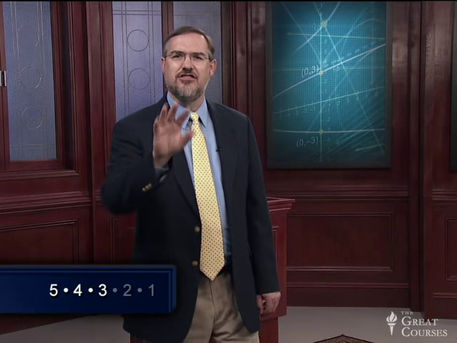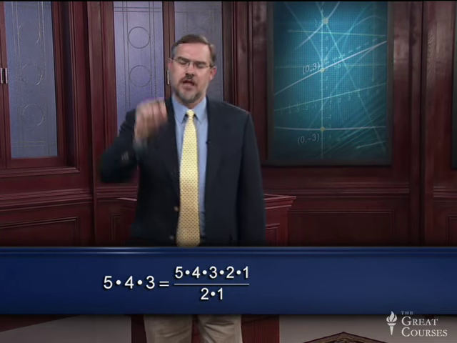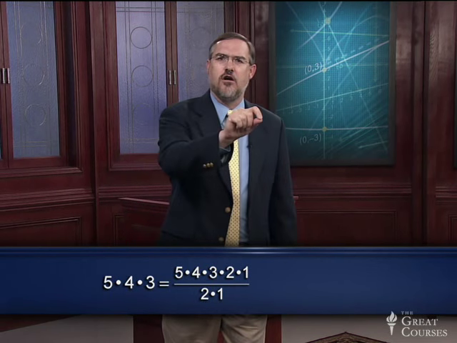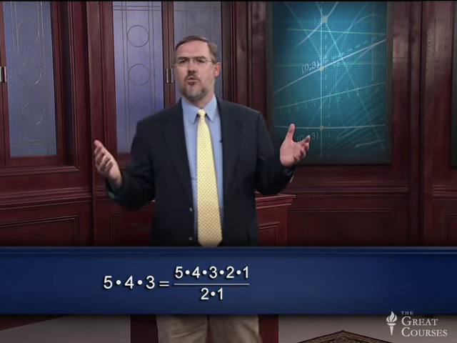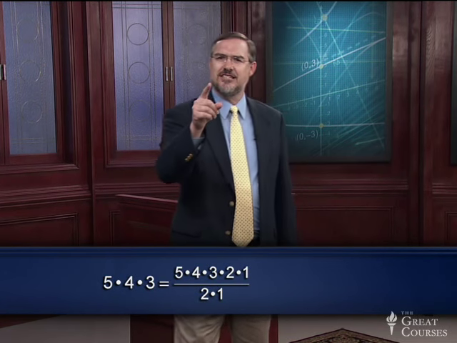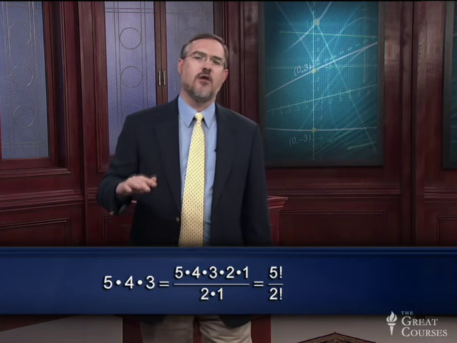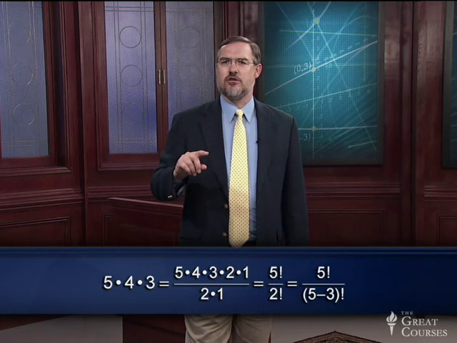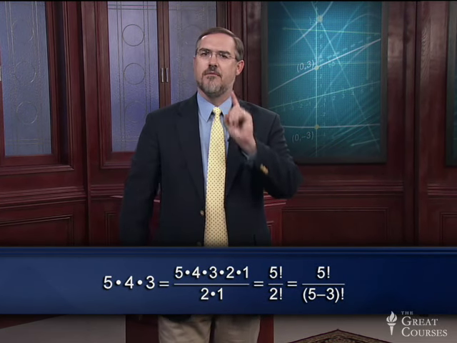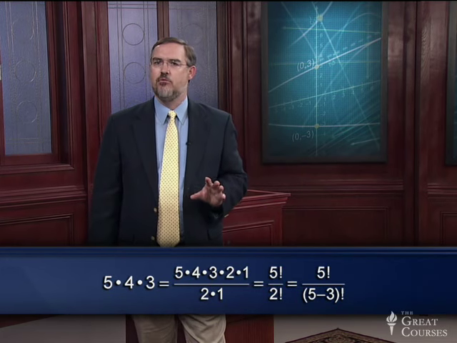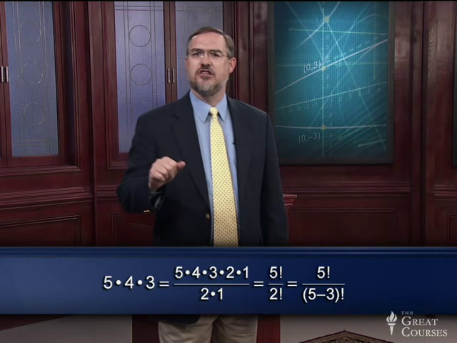Let me just mention it in this way. Think of 5 times 4 times 3 as the same as 5 times 4 times 3 times 2 times 1, all divided by 2 times 1. In other words, the 2 and the 1 are going to cancel one another. But that's the same as 5 factorial over 2 factorial, which, by the way, is the same as 5 factorial divided by 5 minus 3 factorial. Remember in this example, 5 was the number of people we started with, and 3 was the number of people that we were actually putting into these blanks.